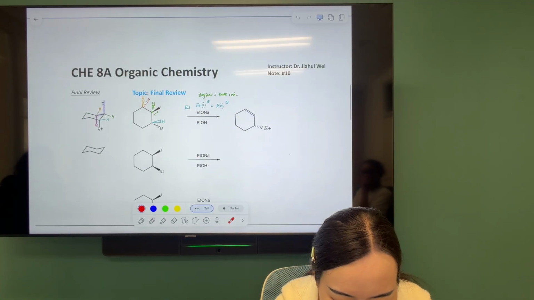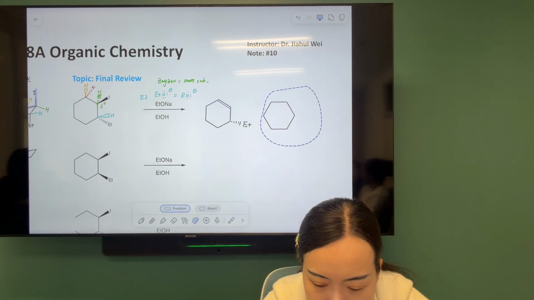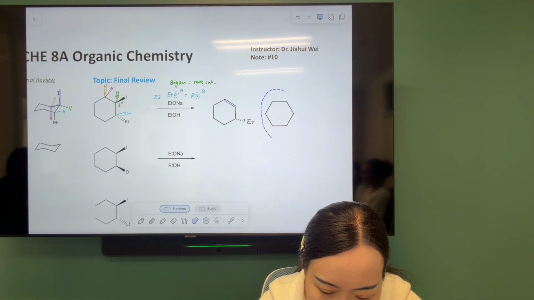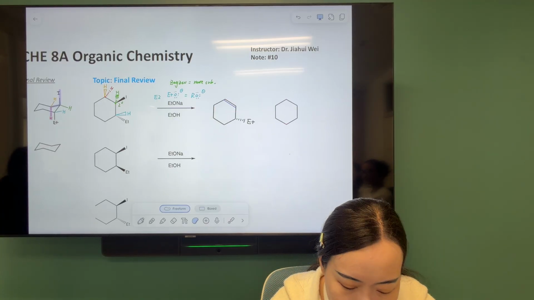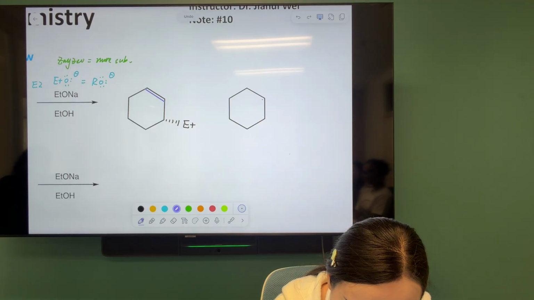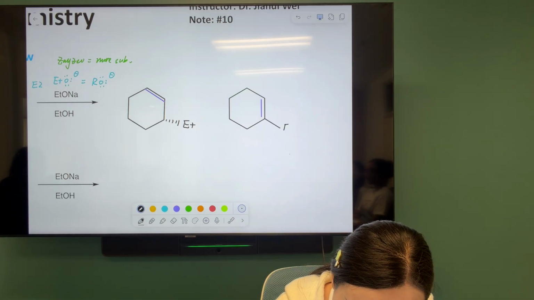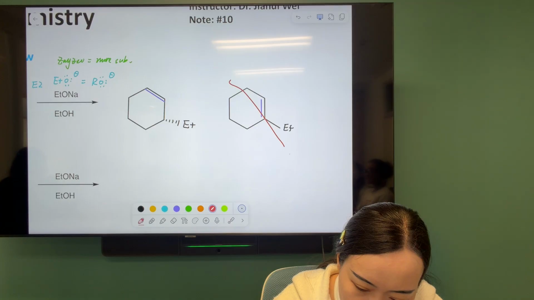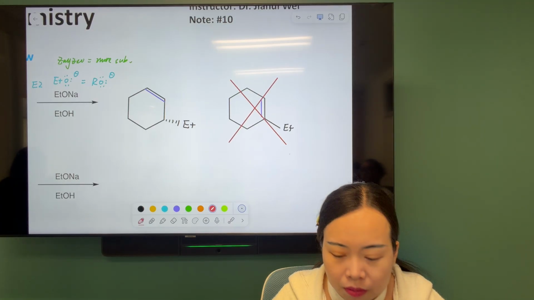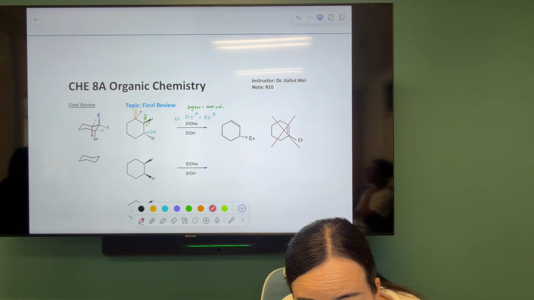I can write the wrong one, but I want people to know the difference. This one, right? But this is wrong, because you don't have the anti-parallel. With me?